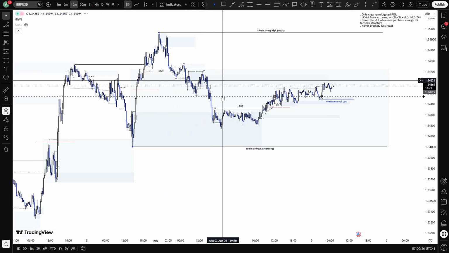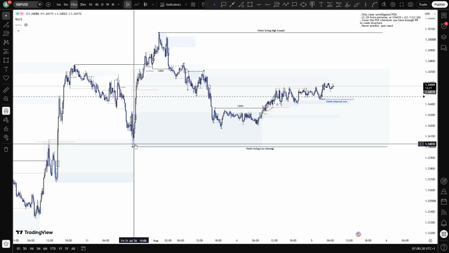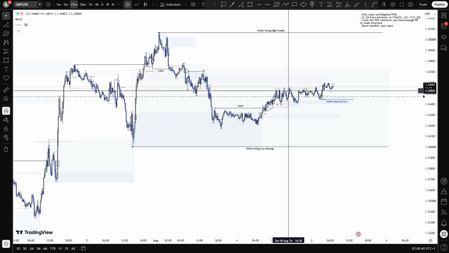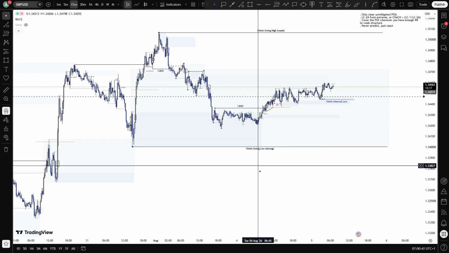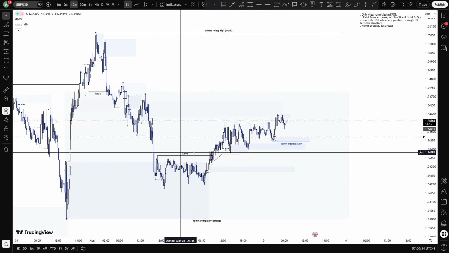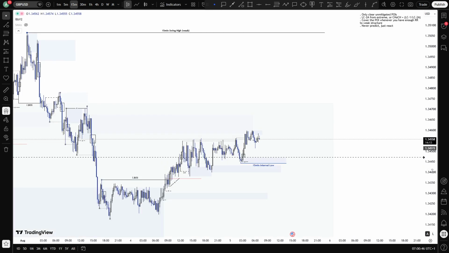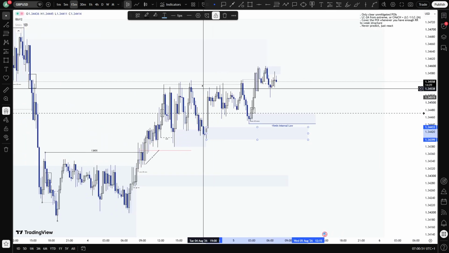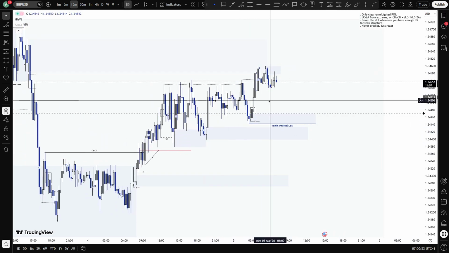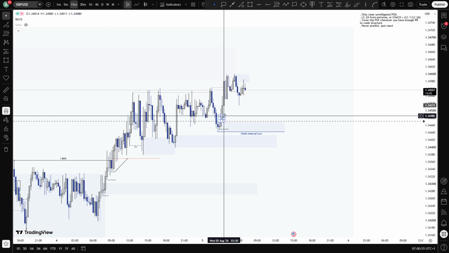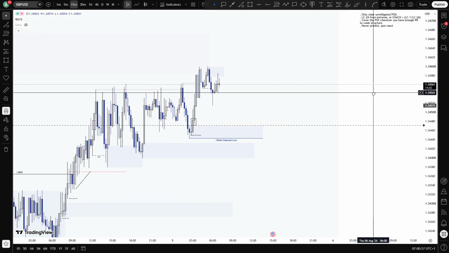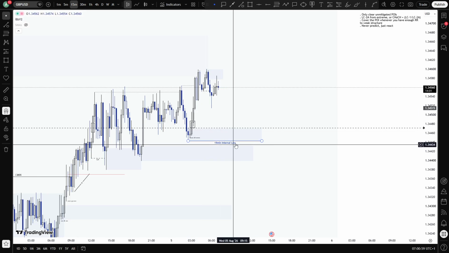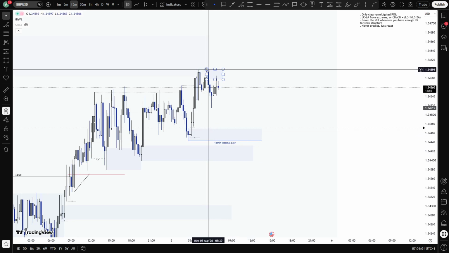On the M15, same thing, we're in phase A, so pro internal, pro swing. After we had that internal break of structure yesterday, price today just created another internal structure. So our internal structure now is that being our internal low and that being our internal high.